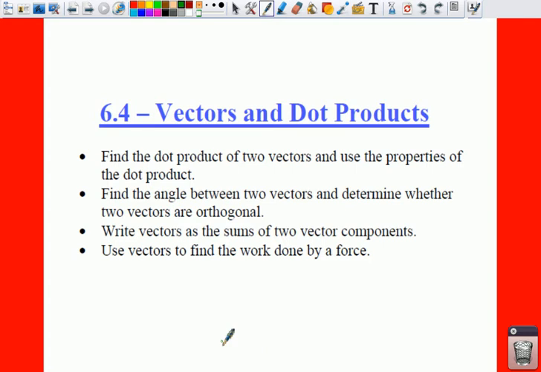6-4 vectors and dot products. All right. Dot products. I barely even knew her. I don't know what that means.